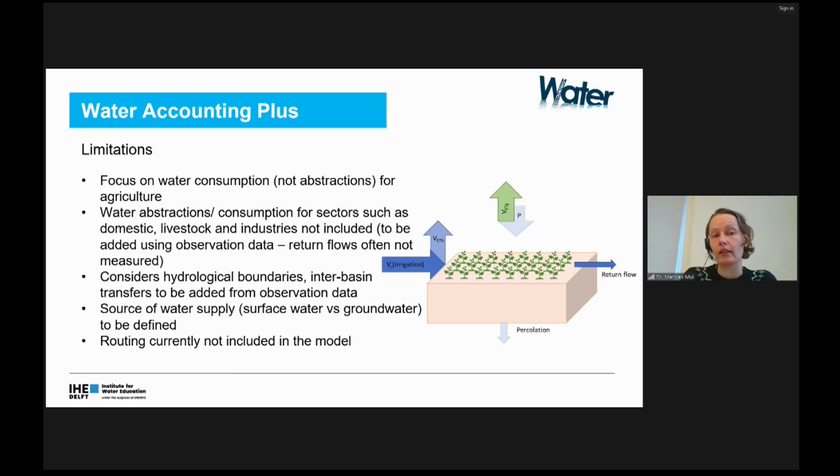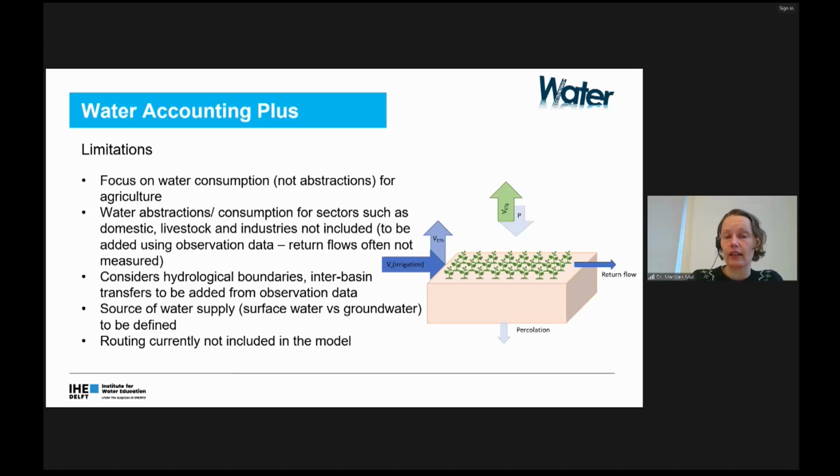Other types of abstraction and consumption, such as for domestic use, livestock and industry, are not included. For a lot of basins, that's not a big issue because the majority of the water use is for agriculture. The difference between the amount of water really being consumed for domestic use, the abstractions and the return flows, is maybe 20%, but it's still a factor that is really important, especially when you talk about water quality. Something that I didn't mention as a limitation is that water quality is also not currently considered in the water accounting framework.